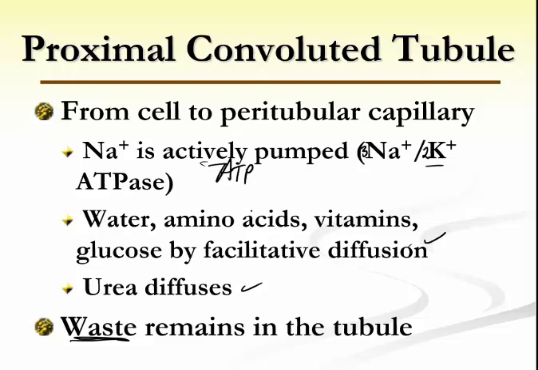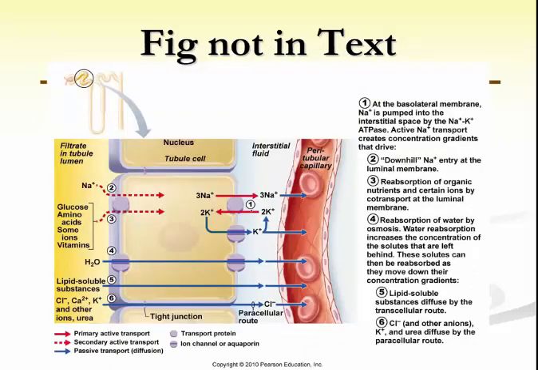Remaining waste, such as creatinine and uric acid and other nitrogenous substances such as ammonia will end up staying in the lumen of the proximal convoluted tubule and become urine and leave the body in excretion. This figure isn't in your text, so it will be posted with your link, but it's a nice diagram that shows you the mechanics of the substances going from the lumen of the proximal convoluted tubule and across those cells into the peritubular capillaries, and it will show you a little description of what's happening along the way.